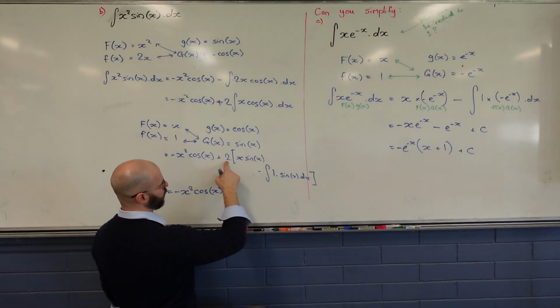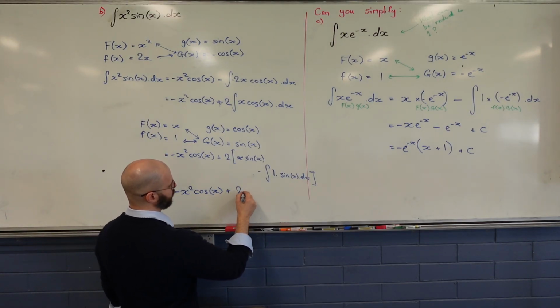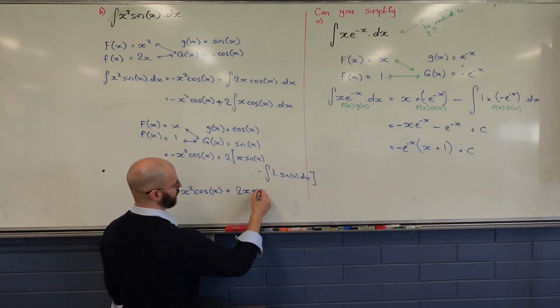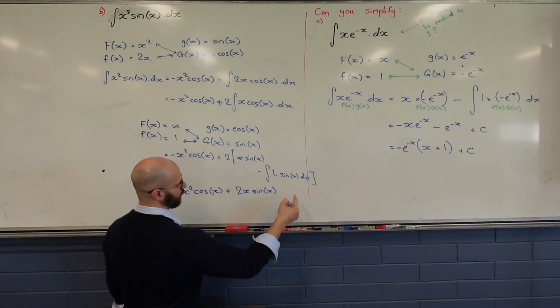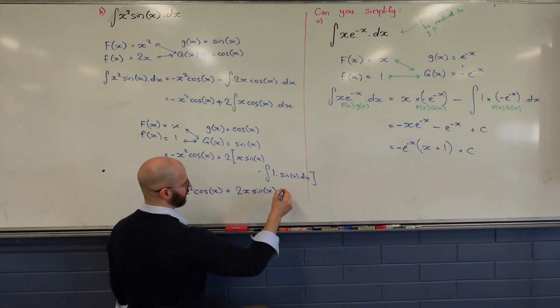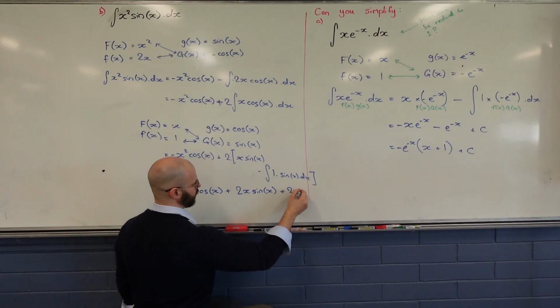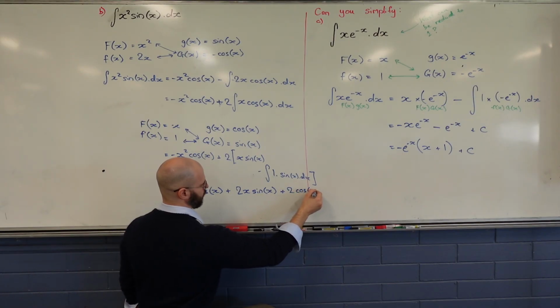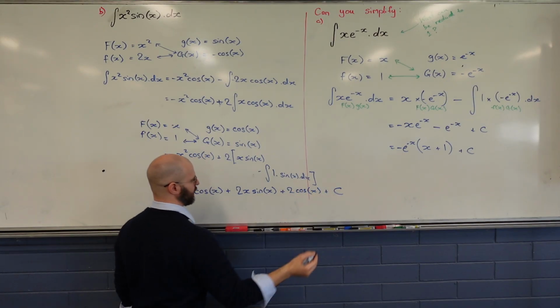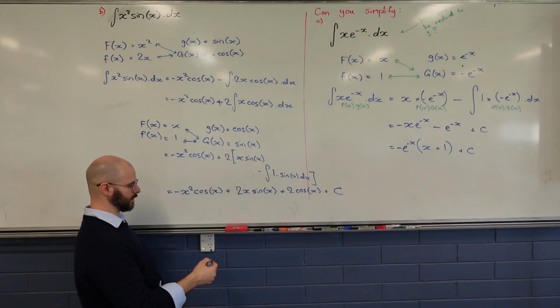Remember the 2 is out in brackets, so it will be 2x sine x, plus 2 cos x, plus c. That's the answer.